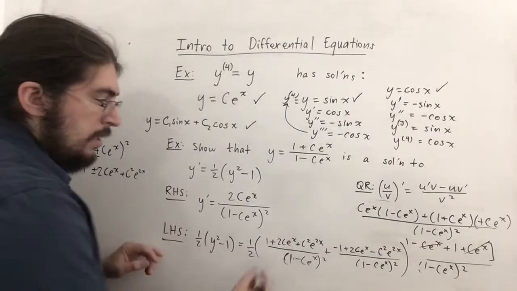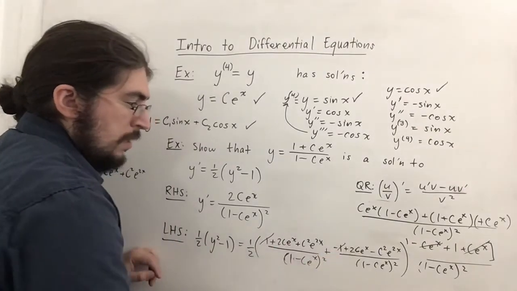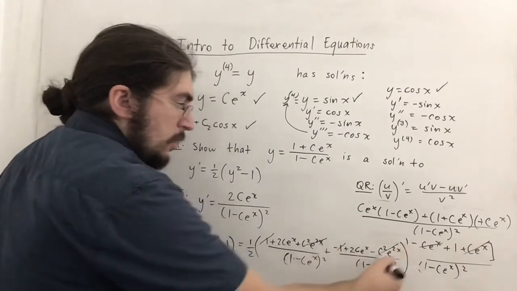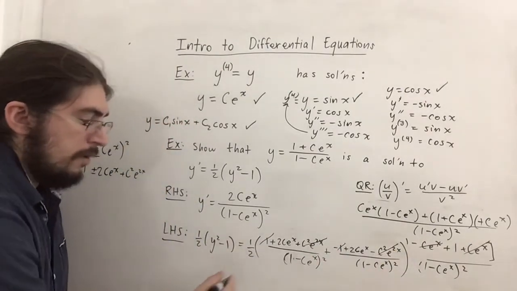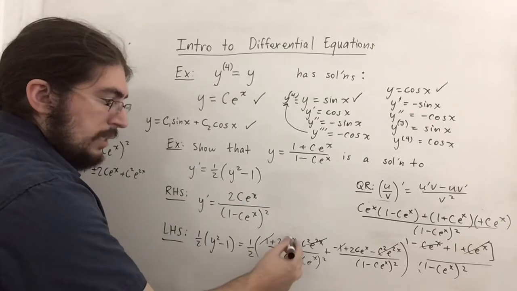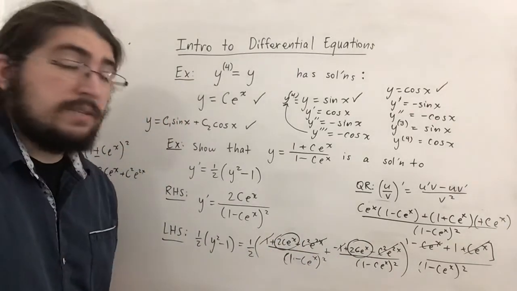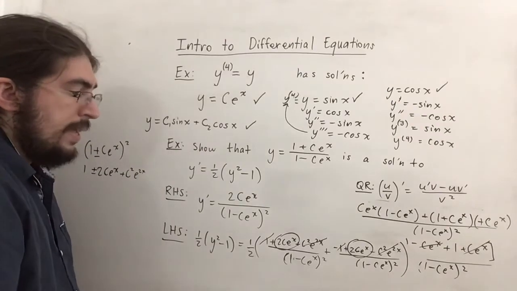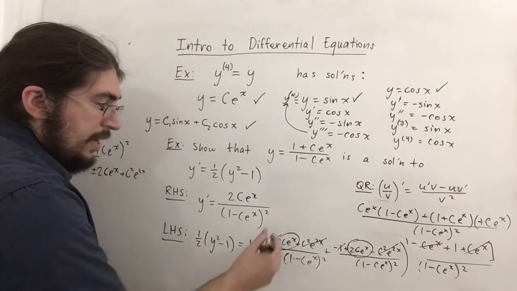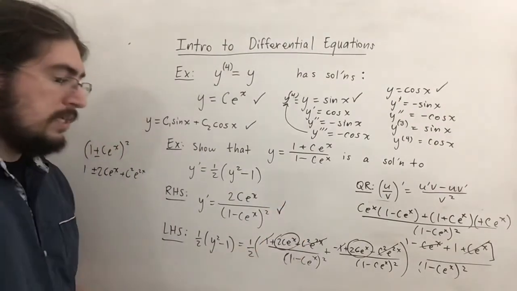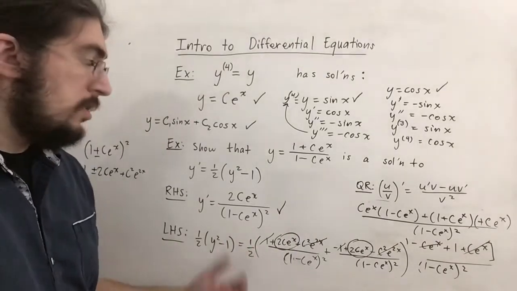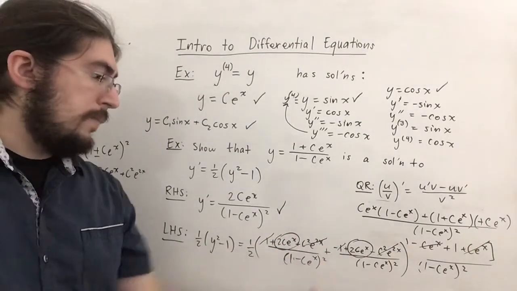When you combine into one fraction, notice the 1's cancel, the c squared e to the 2x's cancel, and what we're left with now here is actually 2c to the x plus 2c to the x. Notice that's, of course, just 4c to the x. And when you multiply that by 1/2, it indeed matches with this, because 4 over 2 is just 2. So that's 2c to the x all over this common denominator.